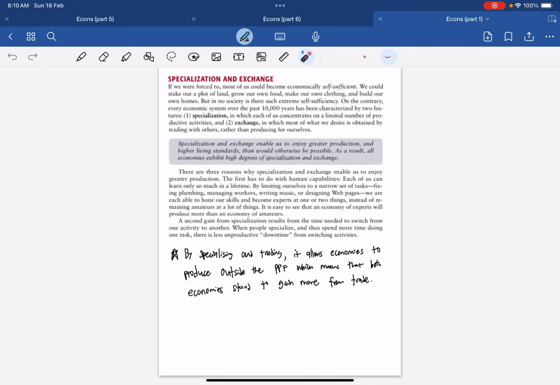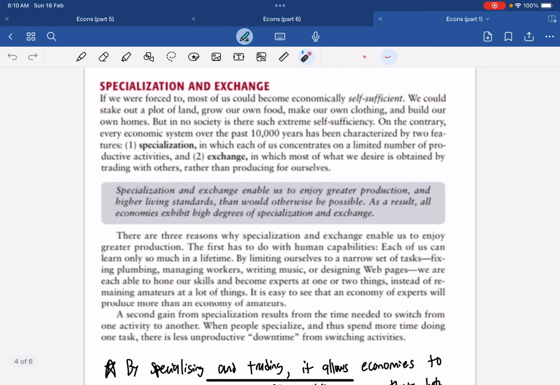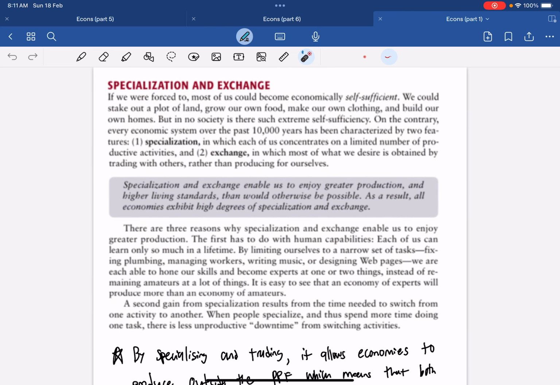The next idea that we need to know is what is known as specialization and exchange. Some textbooks might say that exchange is just trade. So basically you trade with another company, you trade with another country. Specialization and trade will allow us to enjoy greater production and higher living standards than what is possible otherwise.